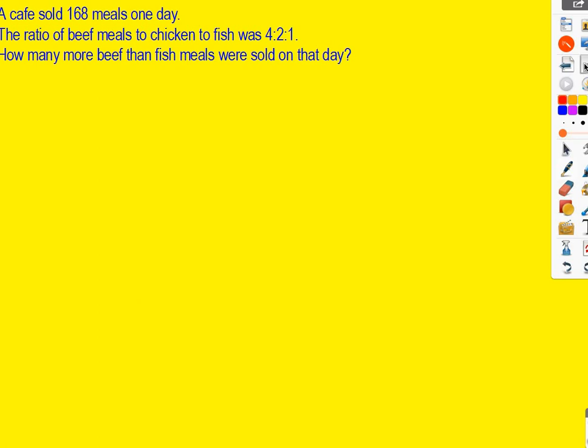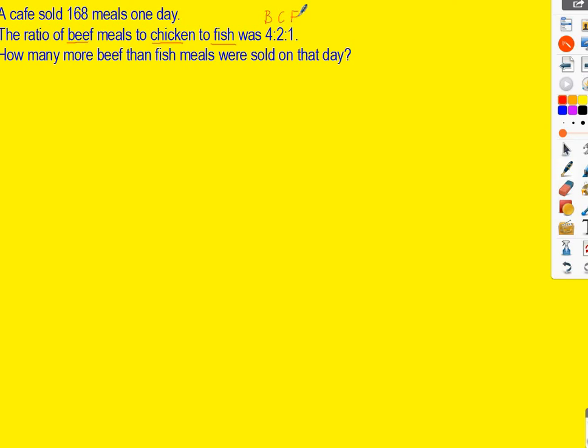Another question, thinking about the order of the wording, we've got a cafe sold 168 meals one day. The ratio of beef meals to chicken meals to fish was 4 to 2 to 1. So let's go through this order. We've got beef, chicken, fish. So beef is going to be 4 parts, chicken will be 2 parts, and fish will be just the 1 part. How many more beef than fish meals were sold on that day?